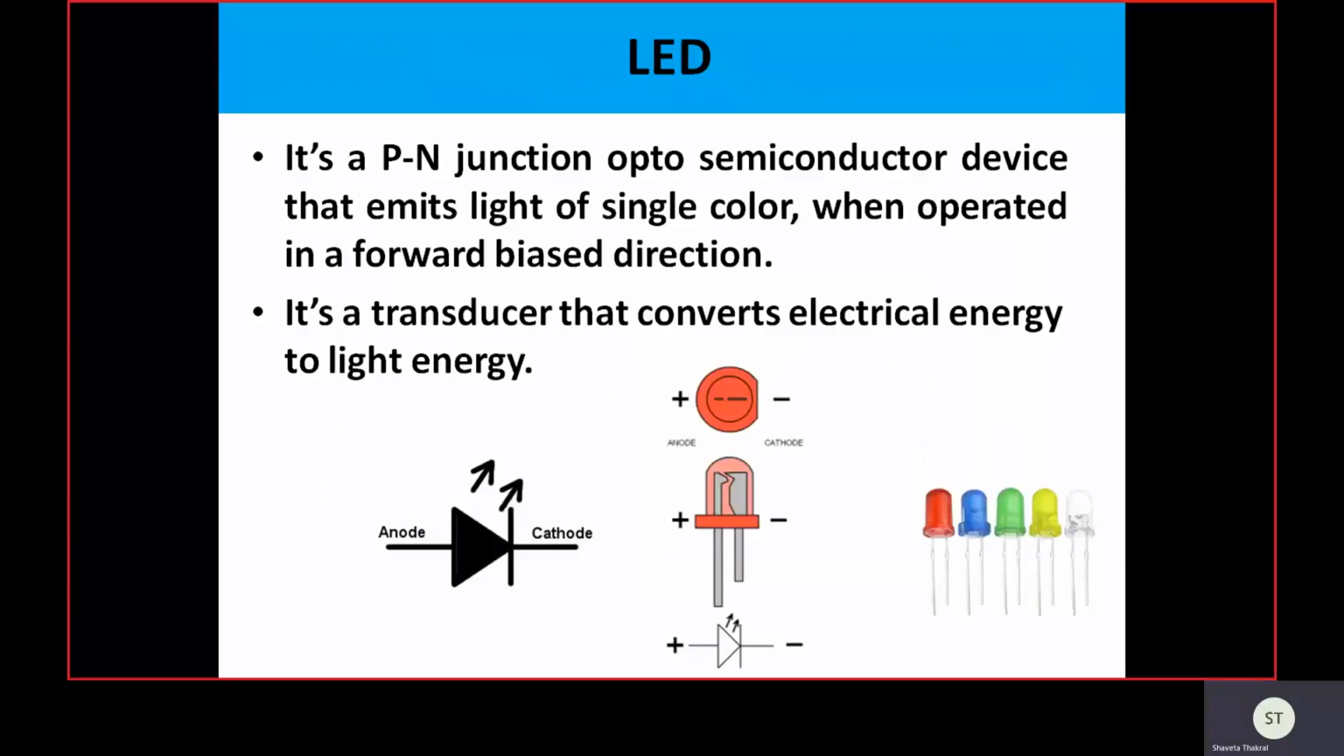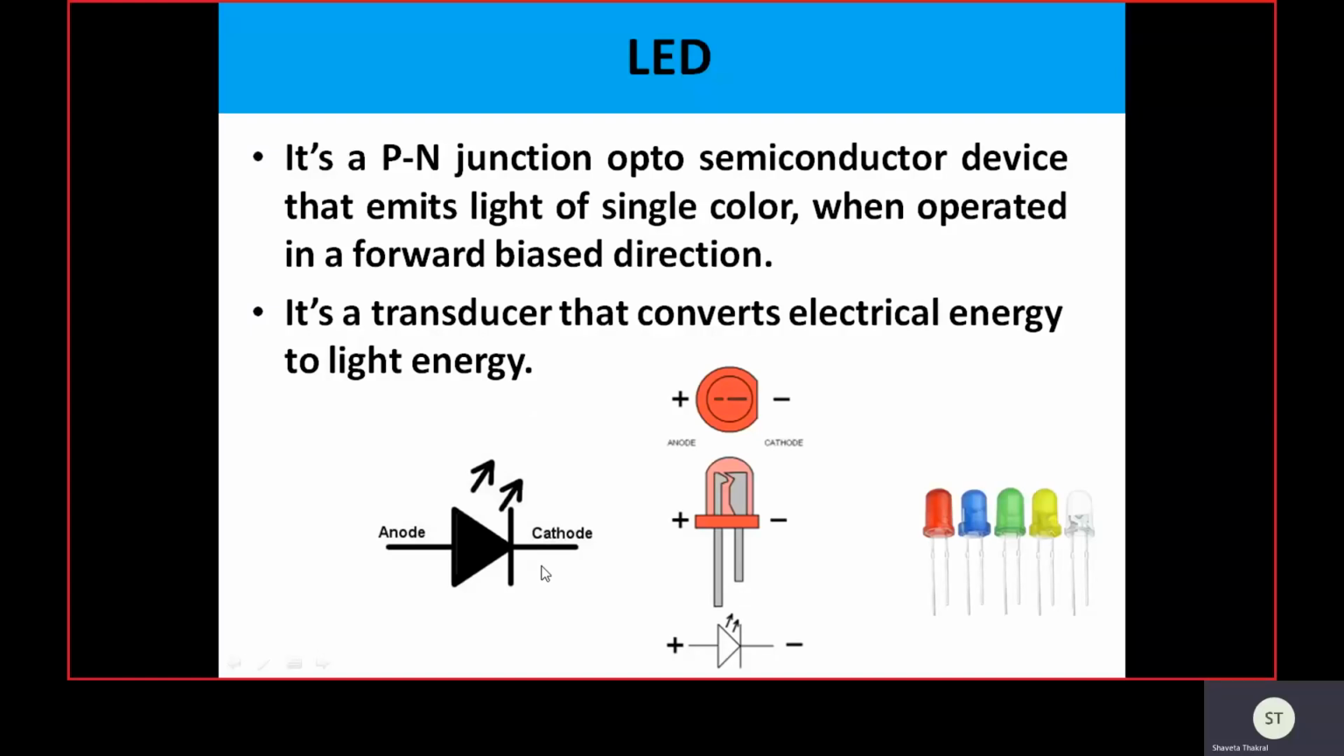So now we will be discussing LED. LED stands for light emitting diode. So how do we define LED? LED is basically a PN junction opto-semiconductor device that emits the light of a single color when operated during the forward biasing. So LED can be considered as a transducer that converts electrical energy to light energy.